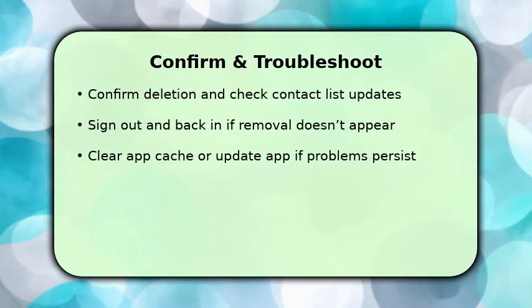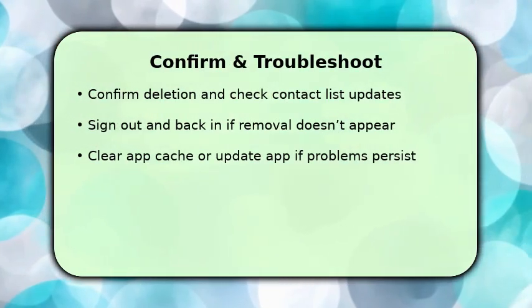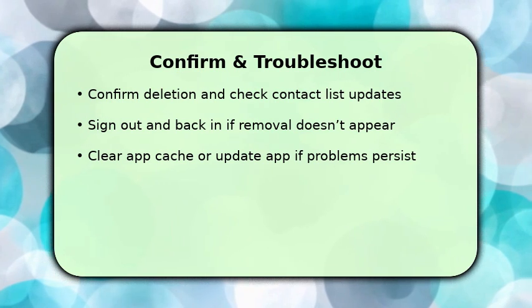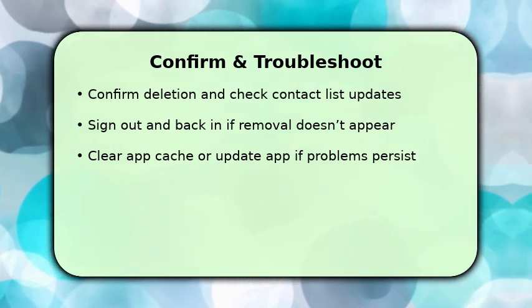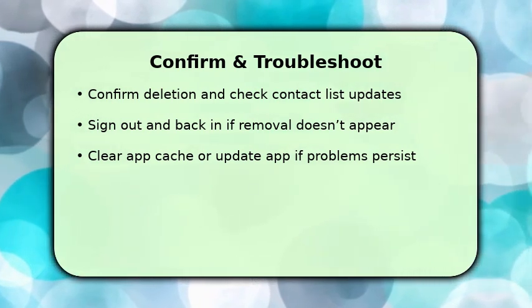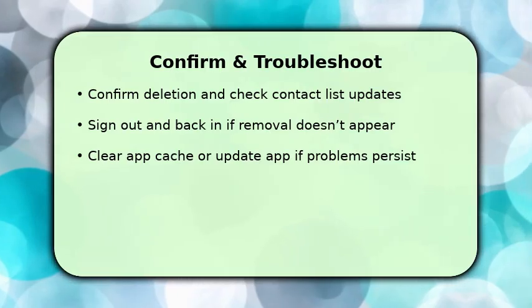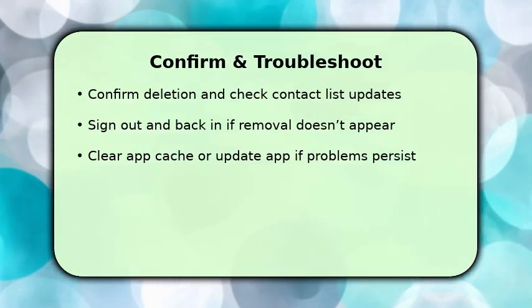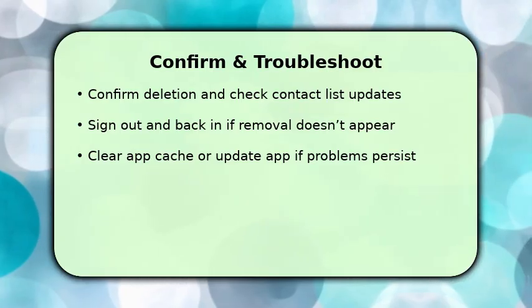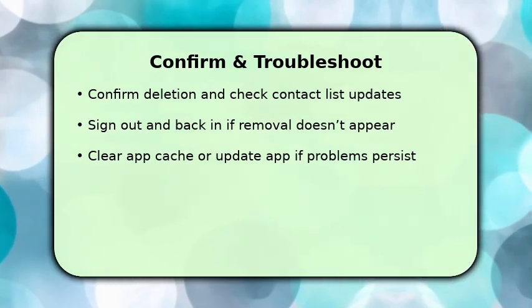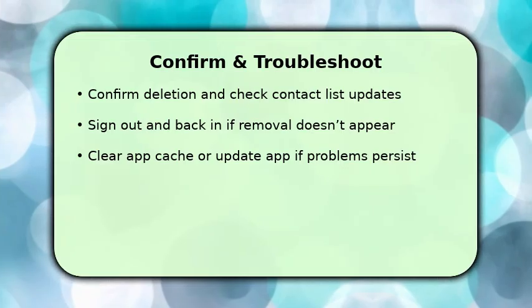Finish by confirming the deletion prompt and then return to the contact list to ensure the person is gone. This verifies the change synced to your account. If the contact still appears, sign out of Google Pay and sign back in, which forces a sync. If problems continue, clear the app cache or install updates. Sometimes stale app data prevents updates.